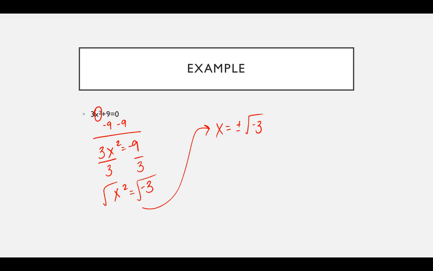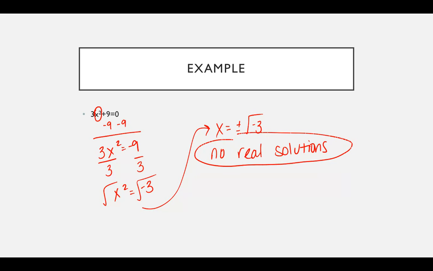Now we can simplify this, and we're going to learn how to do that in the next section. But essentially, we can't take the square root of a negative number and get a real number solution. So because this is the square root of a negative, this would tell us that we have no real solutions. Again, in the next section, in section 3.2, we will learn how to deal with negative radicals.